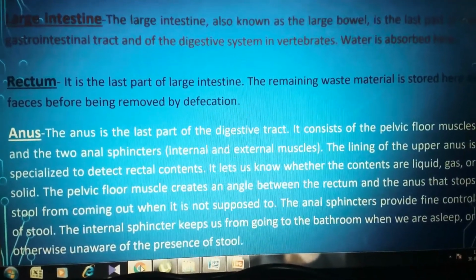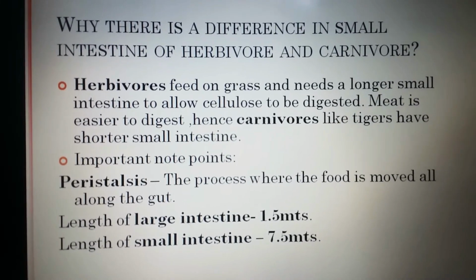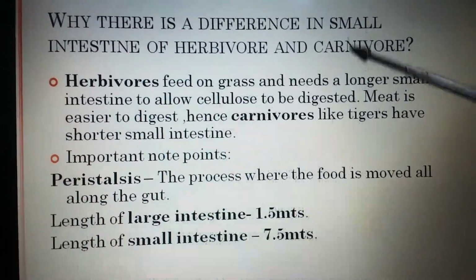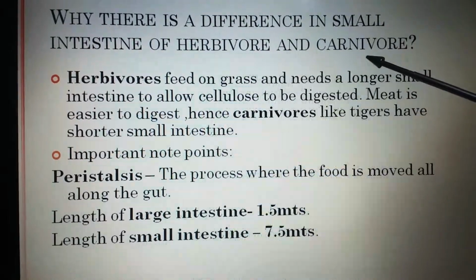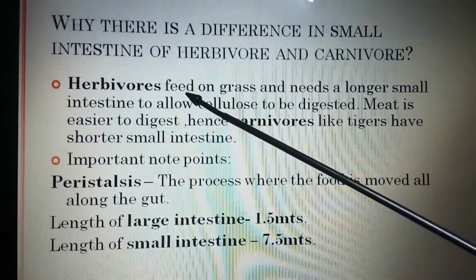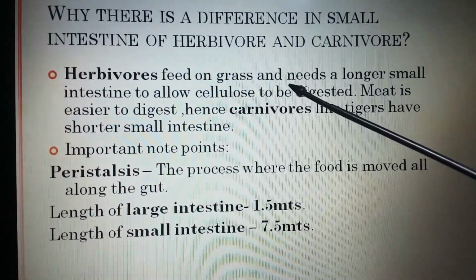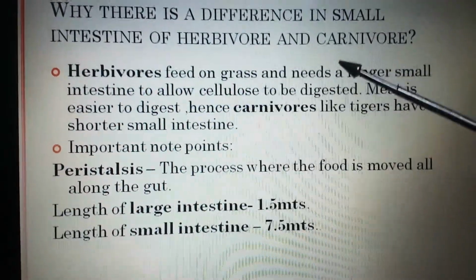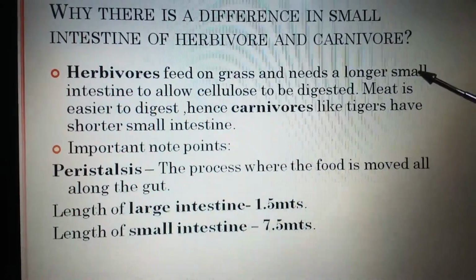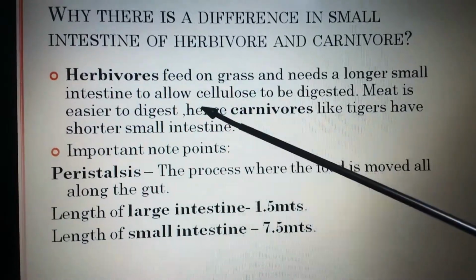Then a question arises: why is there a difference in the small intestine of herbivores and carnivores? This is a very important question. You must note, herbivores are the organisms or animals that feed on grass. So in order to digest cellulose, they require a longer small intestine so that the cellulose can be digested properly.